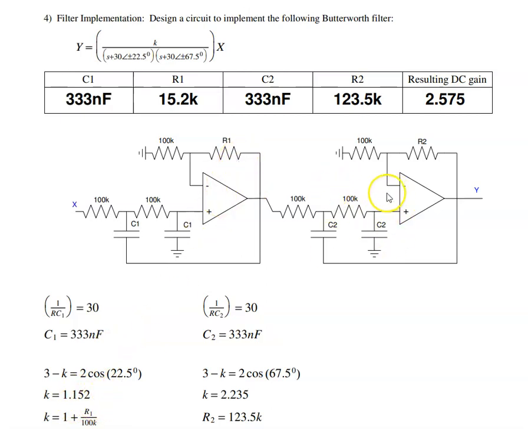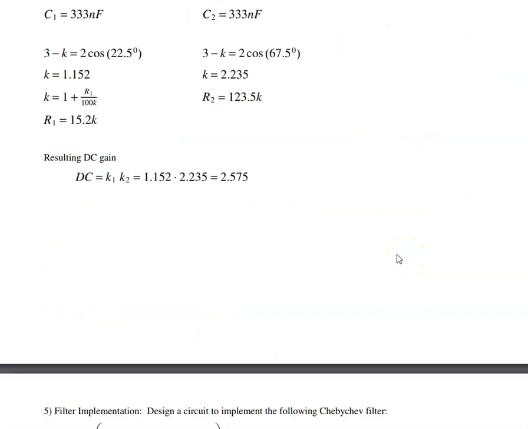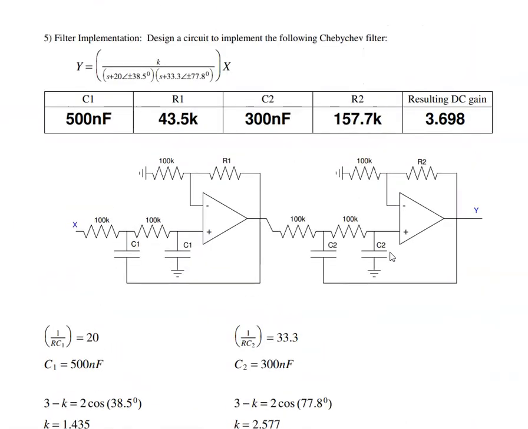Second stage, same thing. One over RC is 30, R is 100K, C becomes 333 nanofarads. The angle is set by the gain. I want an angle of 67.5 degrees, which means K should be 2.23, making this 123K. The total DC gain then is the product of the two: 1.15 times 2.23 is 2.57. That's for the Butterworth filter.